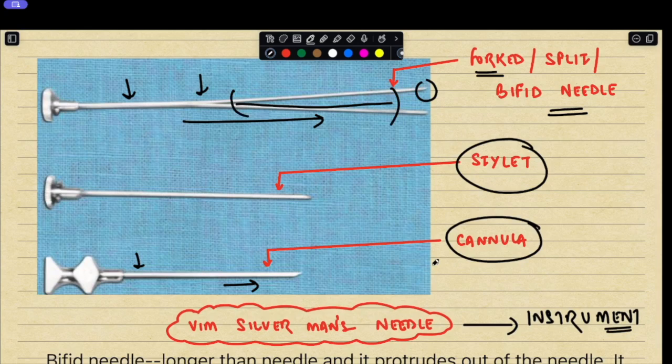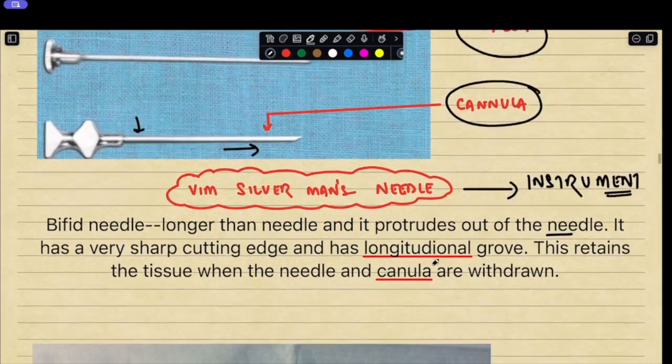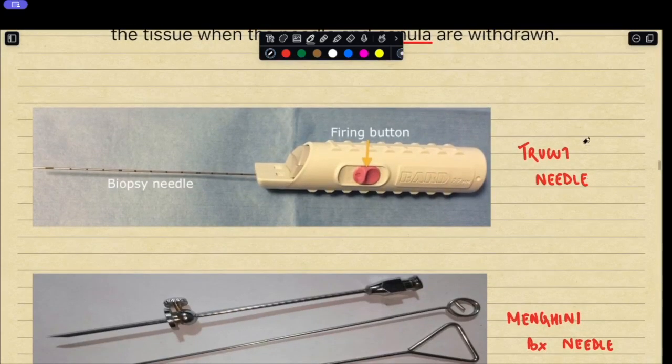This is the Wim Silverman's needle. So I hope you have understood the different parts and you are able to explain about the Wim Silverman needle in taking the liver biopsy. The second kind of cutting needle is the true cut needle that we very commonly use. Now there are different companies and different varieties.